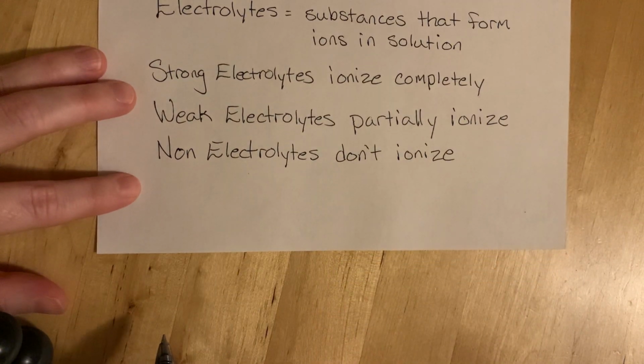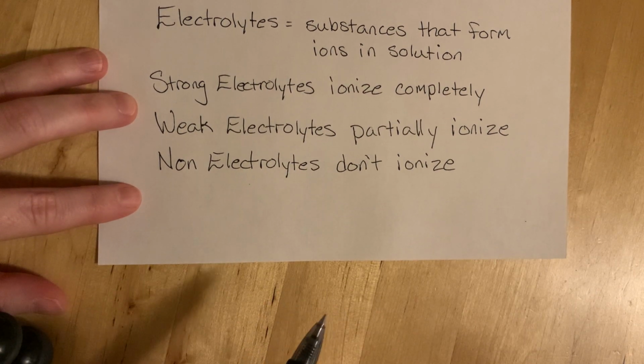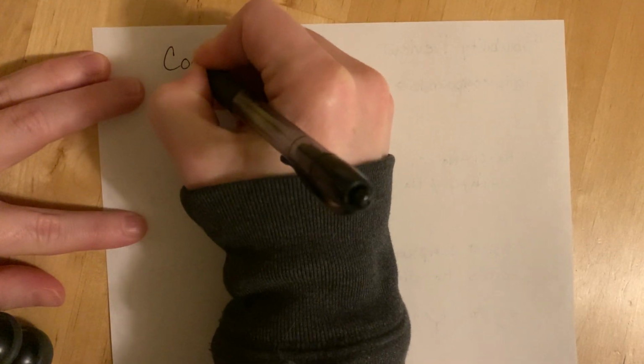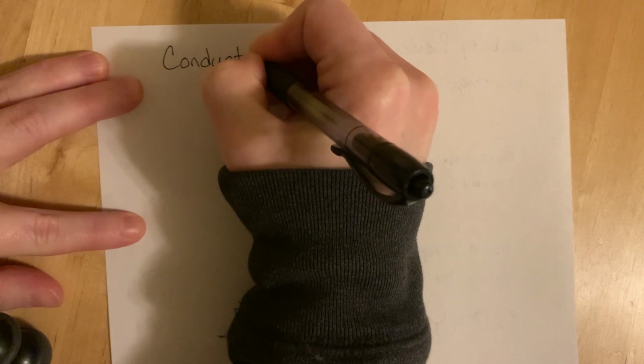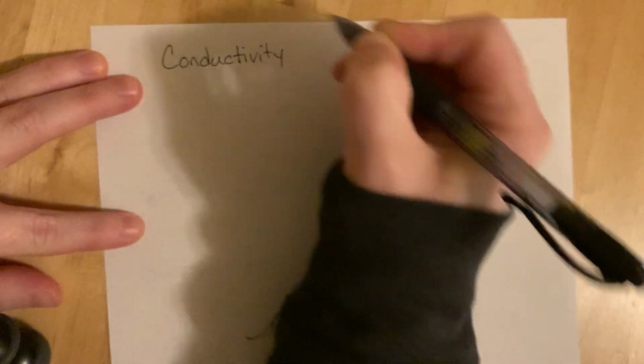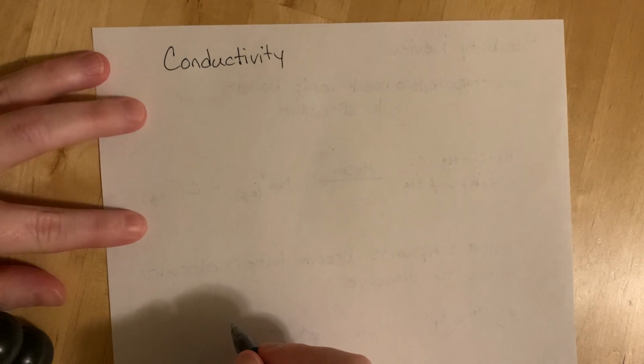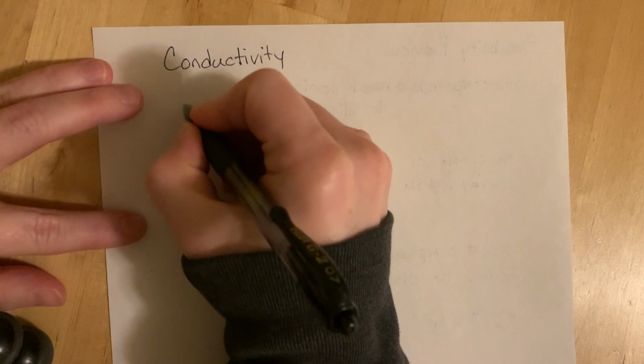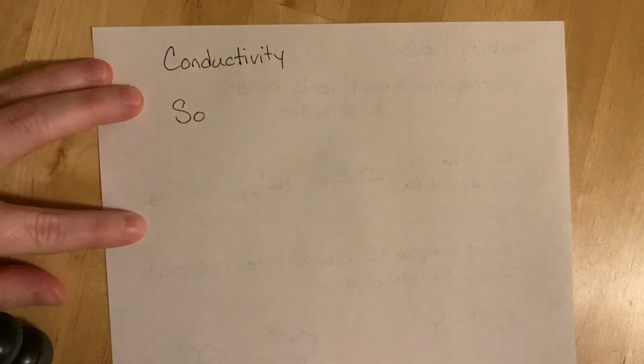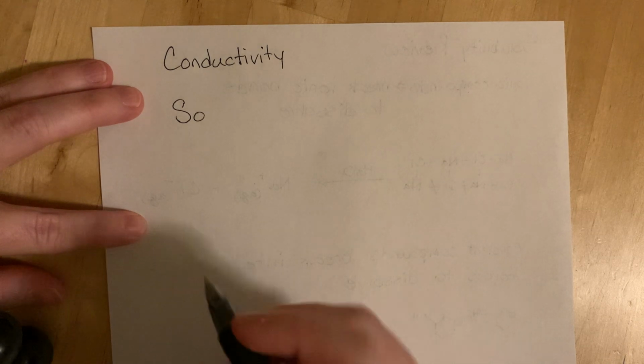Now this ionization is important because we're talking about the conductivity of a solution. Conductivity is the ability of an electrical current to flow through the solution. So in order for a solution to be conductive, it has to have ions in solution. Not only does it have to have ions, it has to have free ions that can move.